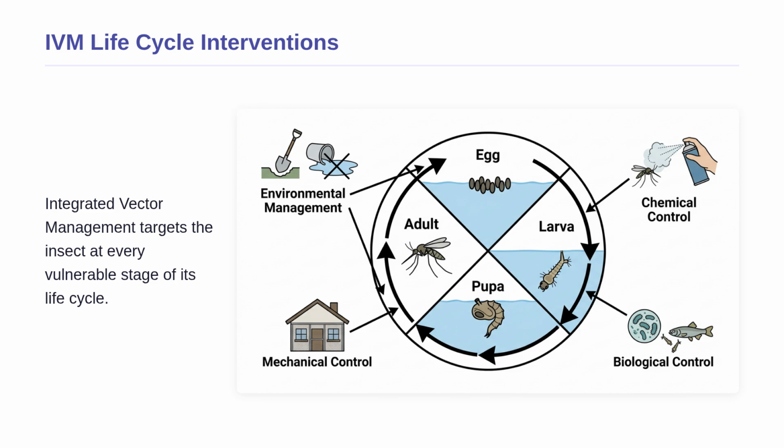Environmental management, like draining water, attacks the egg and pupa stages. Biological control targets the aquatic larvae. Chemical control is used against the flying adults, while mechanical control, like window screens, blocks the adults from feeding and laying new eggs. This diagram perfectly captures why a multi-layered defense is so effective.